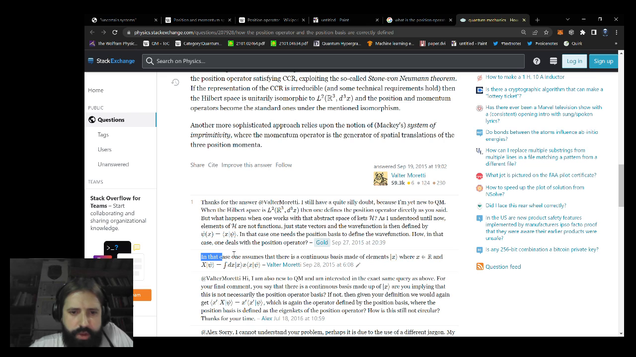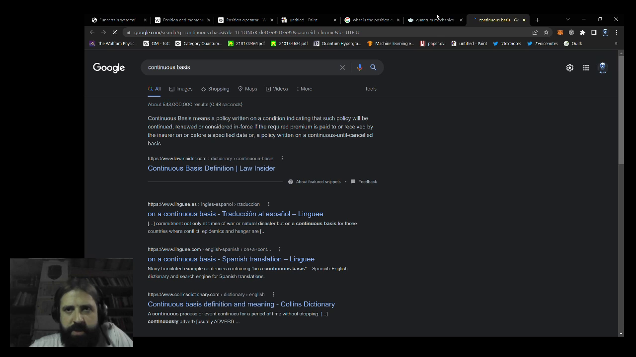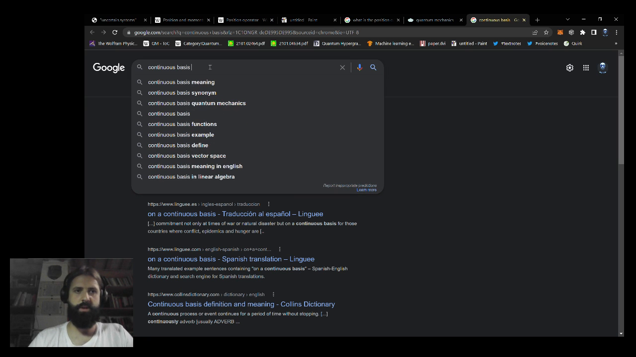In that case, one assumes that there is a continuous basis. That's why you do an integral. There's a continuous basis. I knew that continuous basis existed, but what's even the formal definition? Continuous basis mathematics.